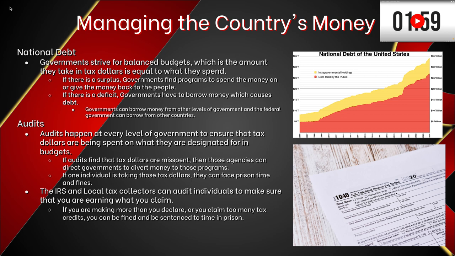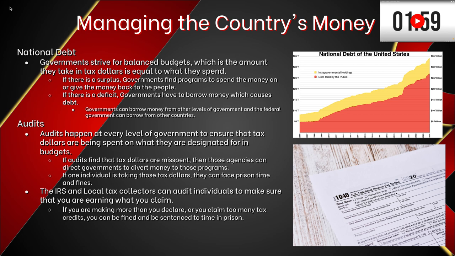So if they find out that the dollars are misspent, because they're given this power by each level of government, if they're called in to audit, they can direct those levels of government to take that money and get it to the program in which they stated in the budget, because that's what the public knows, that's what they told the public they were going to do, so they have to do that. If it is an individual who has diverted tax dollars to themselves personally, they can face prison time and very large fines. The times that it has happened, it typically financially ruins somebody unless they can turn their experience into a book or a movie or something like that.